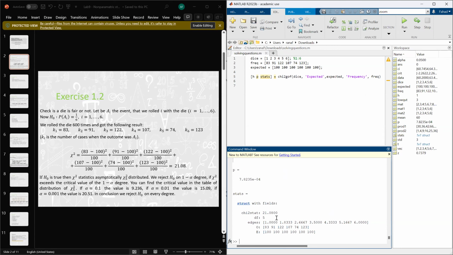And here it does give some other stuff. Okay, the chi2stat is the result of the chi-square test. DF is degrees of freedom. O is just the frequency, and E is the expected. But right now, just care about this and maybe the degrees of freedom because of critical values.